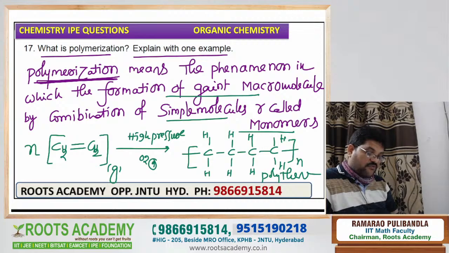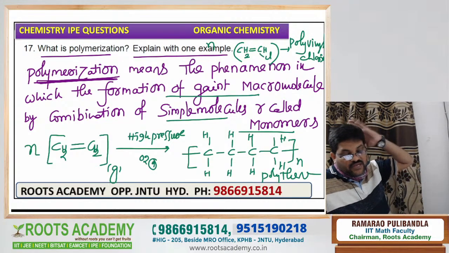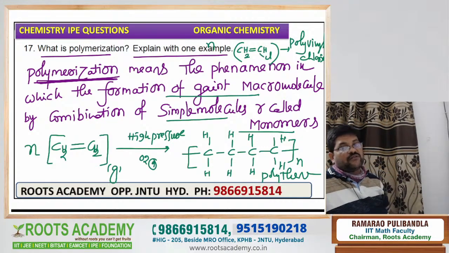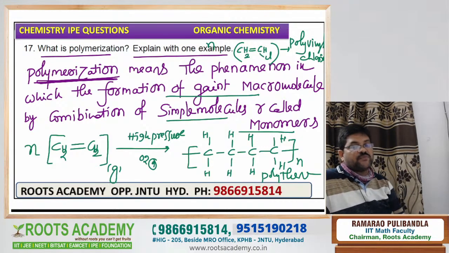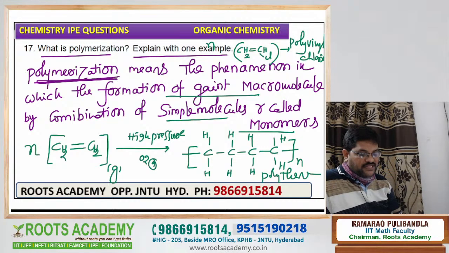Take one more example, vinyl chloride. N molecules of vinyl chloride combine, and you get polyvinyl chloride. Polyvinyl chloride is formed because here vinyl chloride is the monomer. Vinyl chloride molecules combine themselves and form PVC. What is PVC? Polyvinyl chloride, used for plastic pipes.